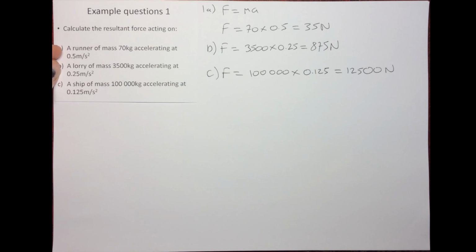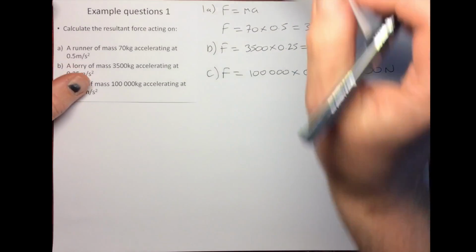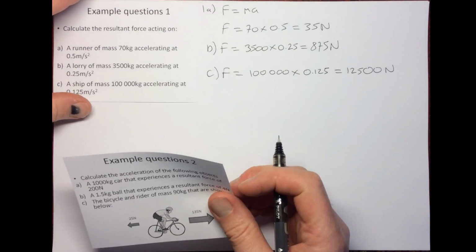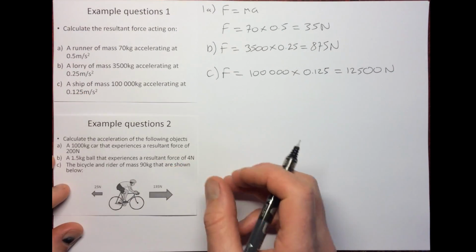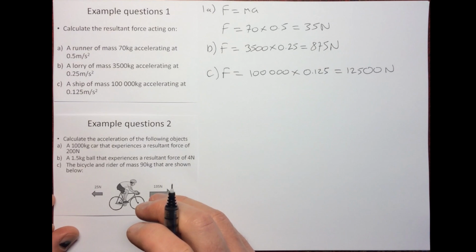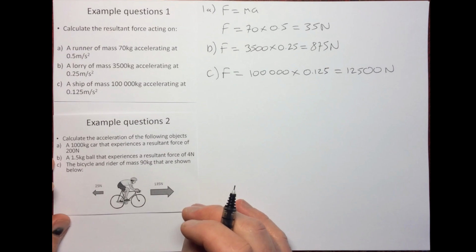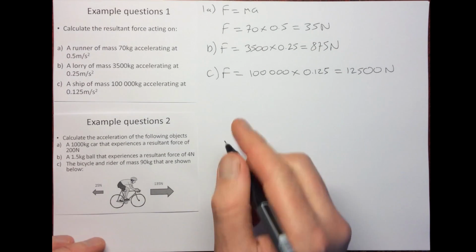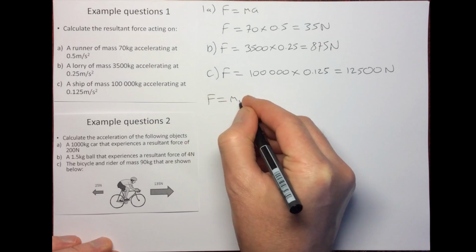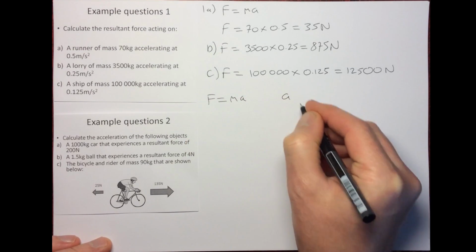Okay, now the next thing to do then is have a go at example number 2. Okay, so these are a little bit different. So calculate the acceleration of the following objects. So the first thing you've got to do is rearrange the equation. We know that F equals ma. Okay, so I want to work out A.